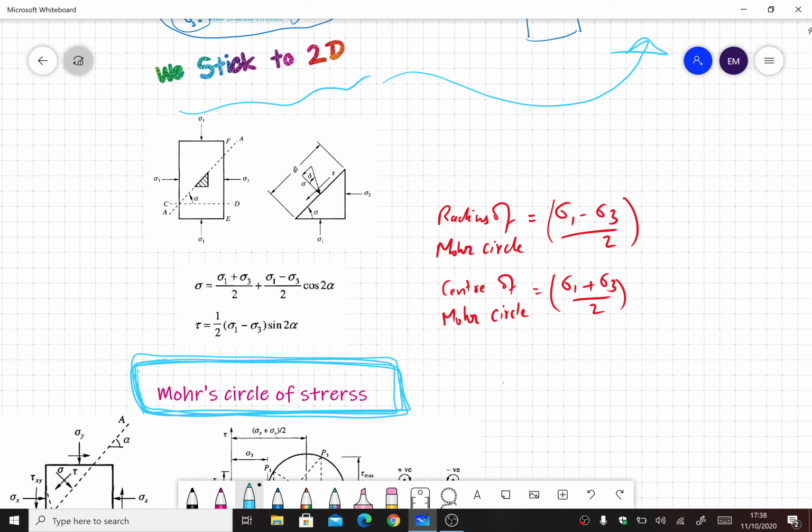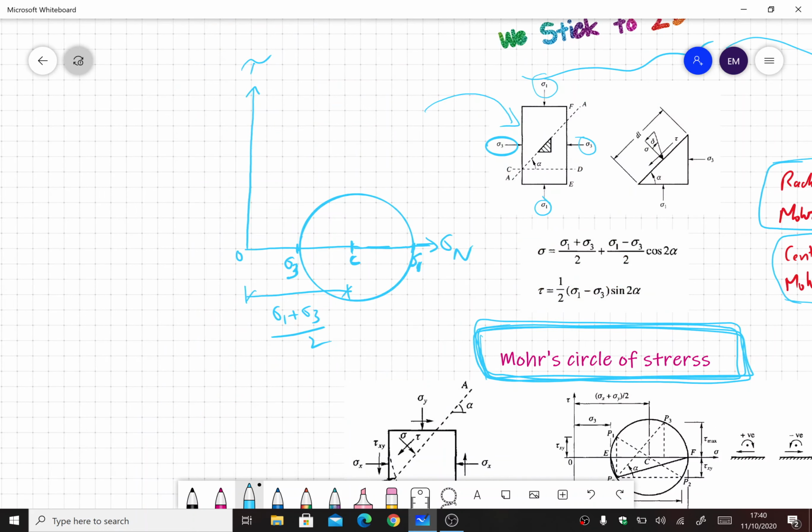Then with this as a center, I will open my compass like this and draw a circle like this. Now the radius: this is sigma 1, this is the center, so the radius of this circle is sigma 1 minus sigma 3 by 2.